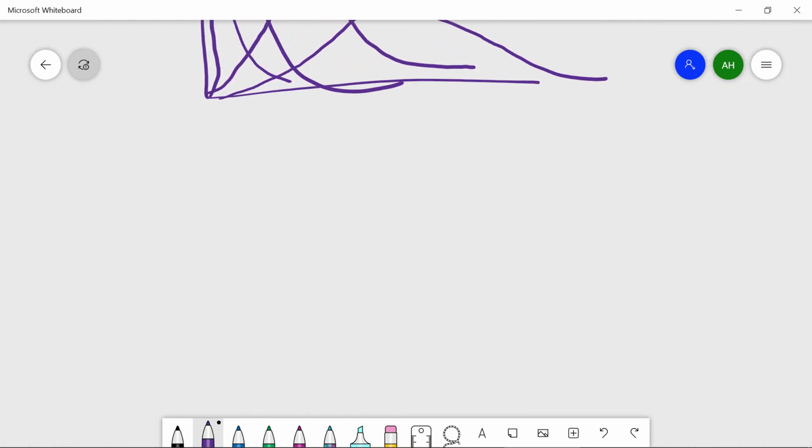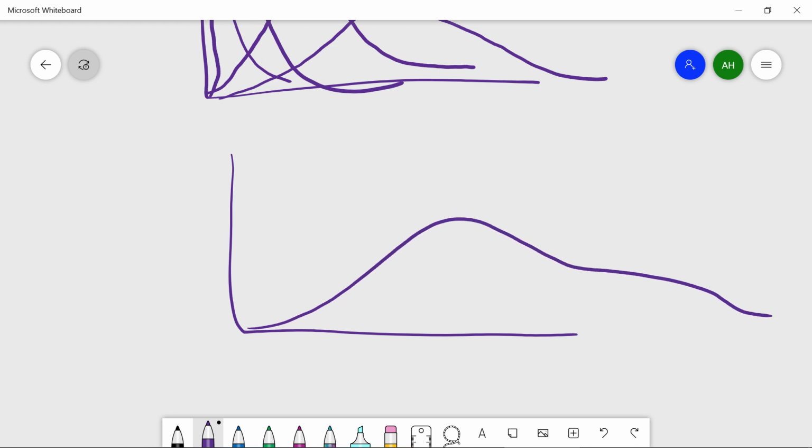As we look at our curve, we have that right there. Oh, that's quite a curve, isn't it? Got a little carried away there. I was trying to make sure that I keep it skewed and don't have it looking too normal.